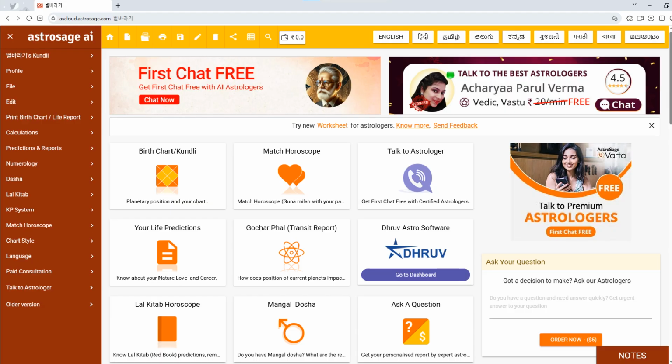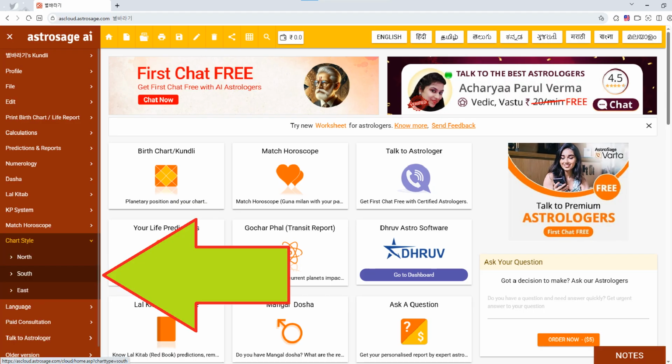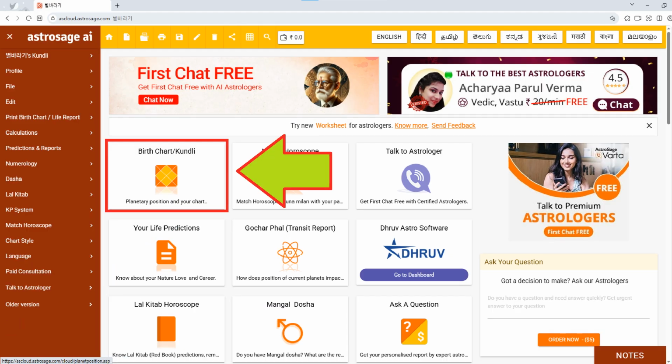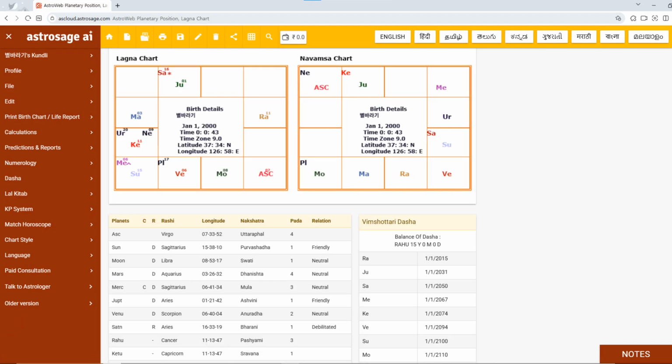We will use a South Indian style chart, so we need to change the chart style. You can select the chart style and then choose South. Then, click on Birth Chart Kundali, and finally, the Indian astrology chart will appear.